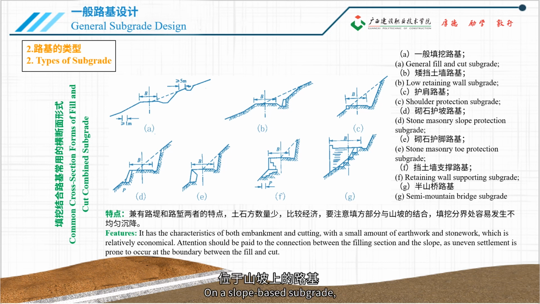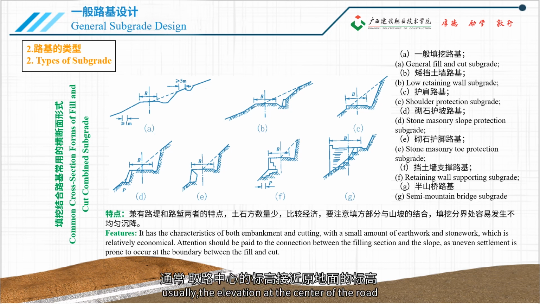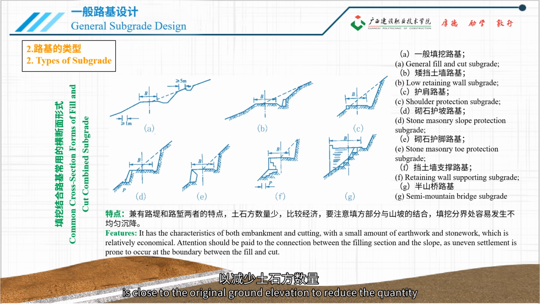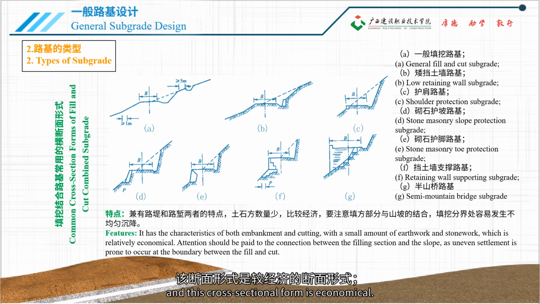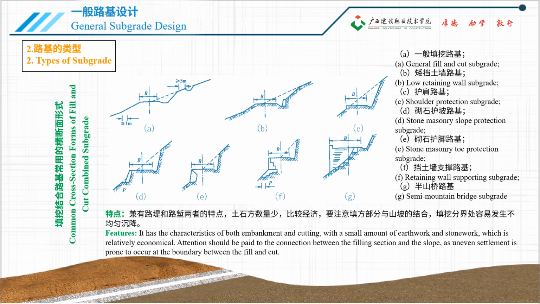On a slope-based subgrade, usually the elevation at the center of the road is close to the original ground elevation to reduce the quantity of earth and stone and maintain lateral balance. If handled properly, the subgrade is stable and reliable, and this cross-sectional form is economical.